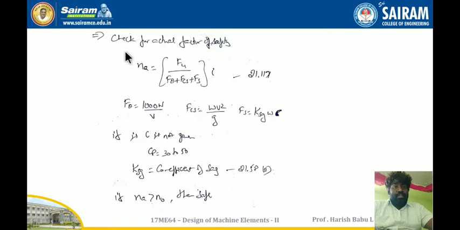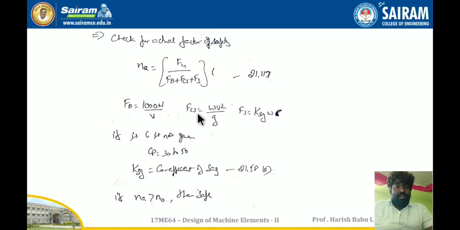So coming on to check for the actual factor of safety. NA is equal to FU by F theta, FCS and Fs, multiplied by I, the number of strands. So the equation number is 21.117. When you go for the equation, F theta you can calculate. F theta is equal to 1000 N by V, where N will be the power and V will be the velocity.